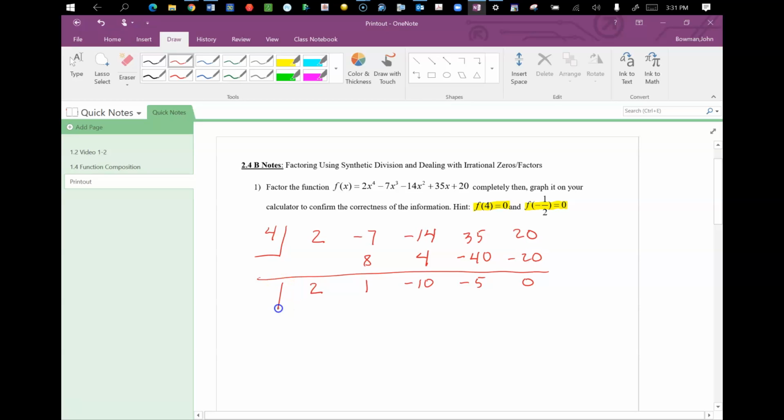So far, so good. We're going to put negative 1/2 on the shelf and do synthetic division again. And again, we should end up with a remainder of 0. Not there, where I first drew it, but there. So let's see what we get. 2 comes down. 2 times negative 1/2 is negative 1. 1 plus negative 1 is 0. Negative 1/2 times 0 is 0. Negative 10 plus 0 is negative 10. Negative 1/2 times negative 10 is positive 5. And negative 5 plus 5 is 0.